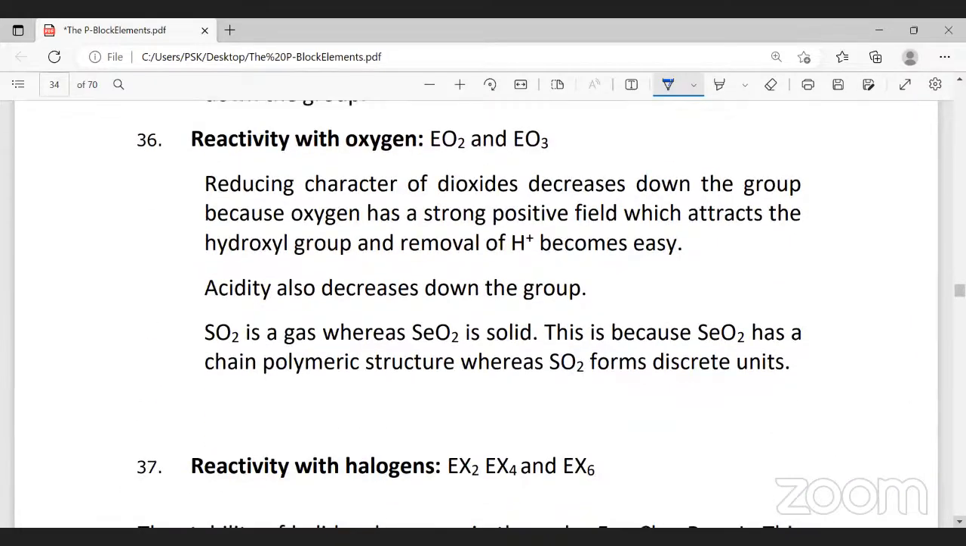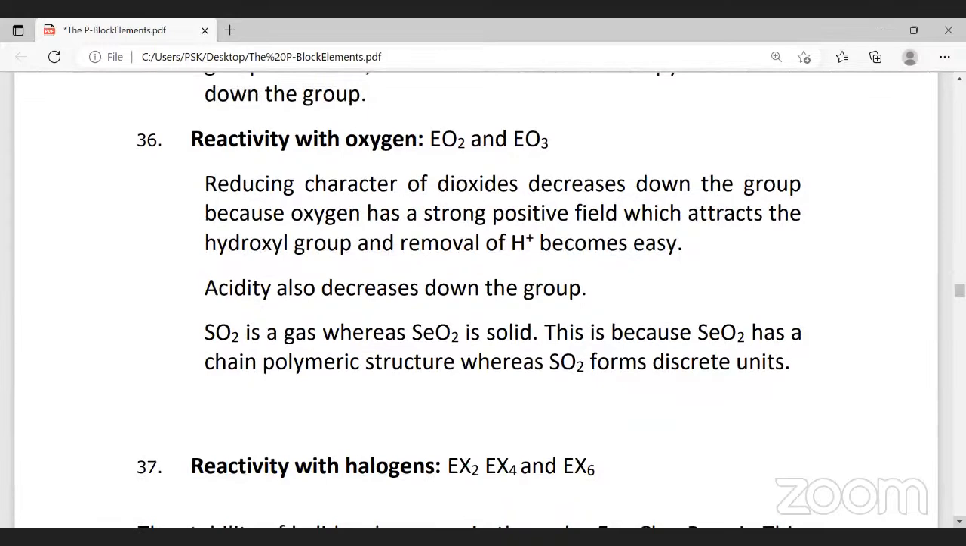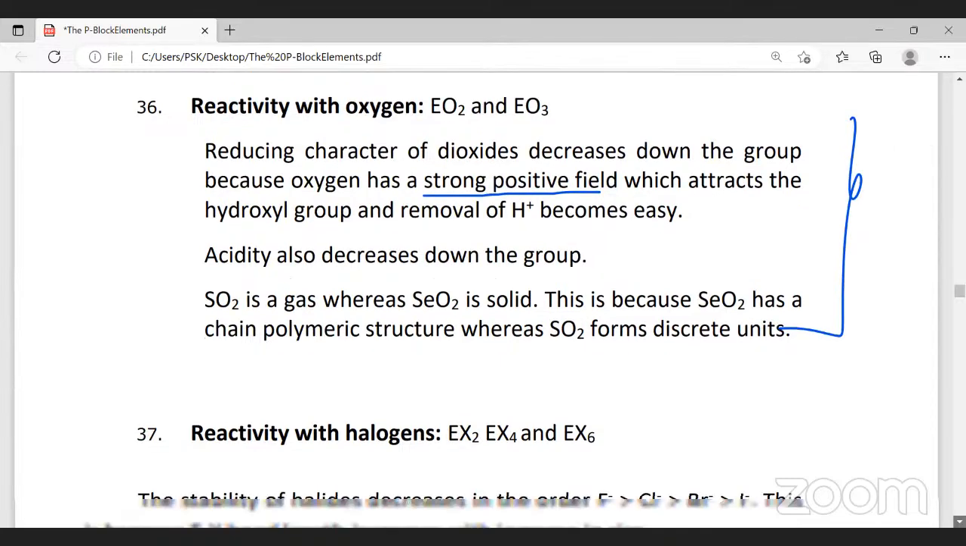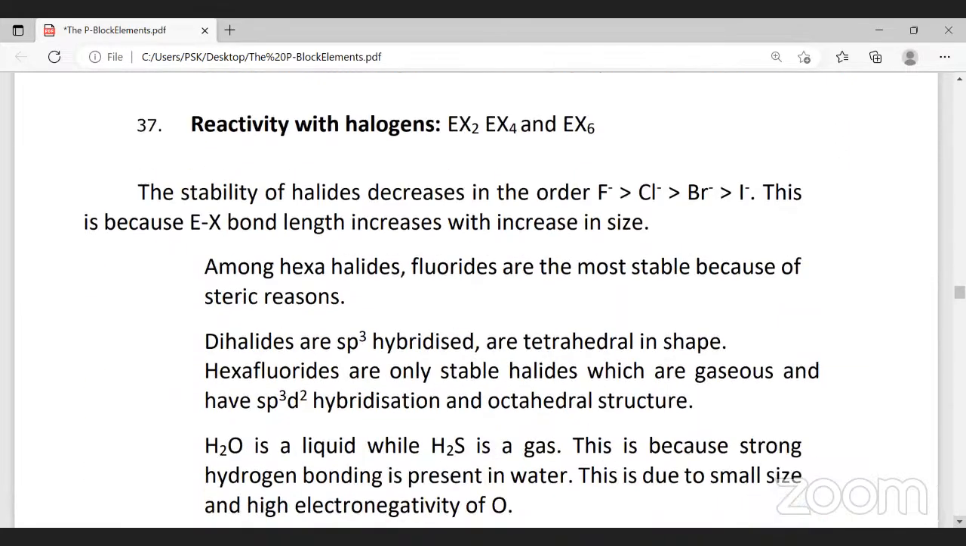Reactivity with oxygen. E is the element of the 16th group. Reducing character of dioxides decreases down the group because oxygen has a strong positive field which attracts the hydroxyl group, and removal of H plus becomes easy. It's highly theoretical, which is not there for your second PUC. Don't worry about it.